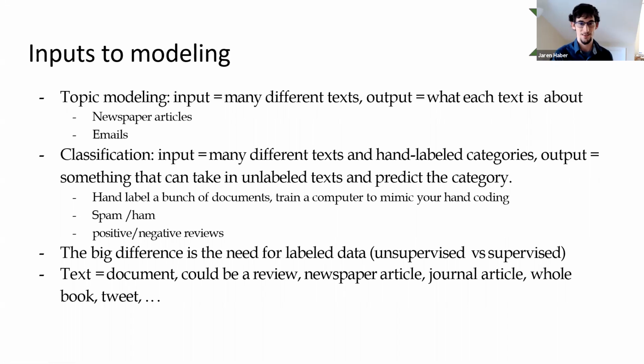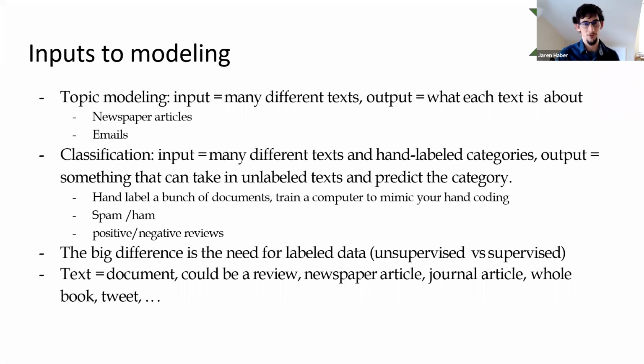So for instance, whether this speech is written by a conservative or a liberal, or whether the Reddit request for a pizza yielded a pizza or not. So hand-labeled categories, and the output is something that, well, is the category. Okay, fair enough. It's a classifier. So you create something that can tell the difference between Republican speeches or Democrat speeches, for instance. So yeah, a hand-labeled bunch of documents, for instance, separating into spam or ham, or positive or negative reviews.